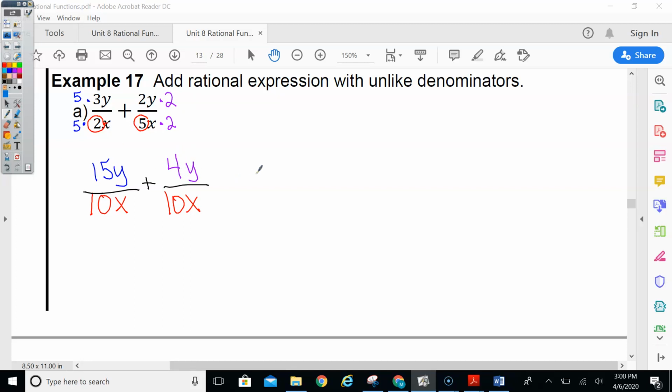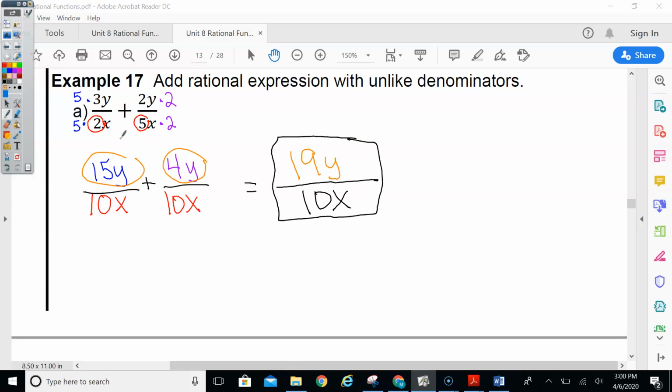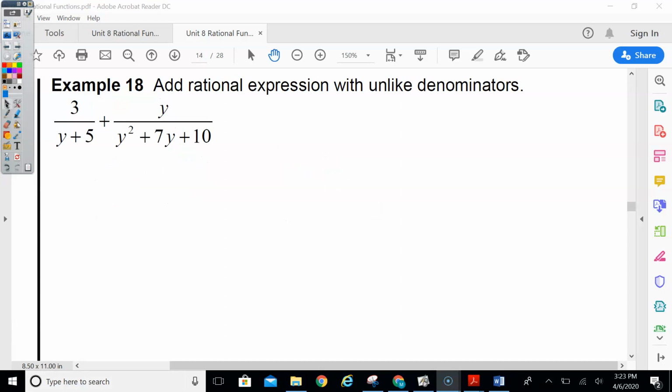So now that they're the same, now I can combine numerators. Denominator is going to stay 10x. And then what am I going to get when I add 15y plus 4y? 15 plus 4 is 19y. So we're still combining like terms in the numerator, but we have to make the denominators the same first. We make them the same, and then we can combine them together. Okay, so that's what we're going to be doing for these last few examples, is making them the same, and then adding. Alright, and then here we have, again, for example, 18, denominators are different.